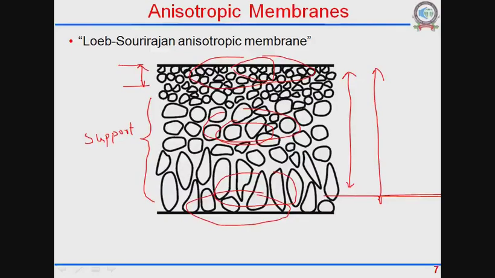So when Loeb and Sourirajan made this kind of membrane in the 1960s, they were the pioneers and the first ones to make these kinds of anisotropic membranes, and this allowed the active layer of the membrane to be very thin, yet because of the support this membrane can be structurally strong, and they could create modules out of this kind of membrane for reverse osmosis applications, and that allowed very high flux at reasonable pressure drops, and this really paved the way for membranes to be used in a commercial manner.